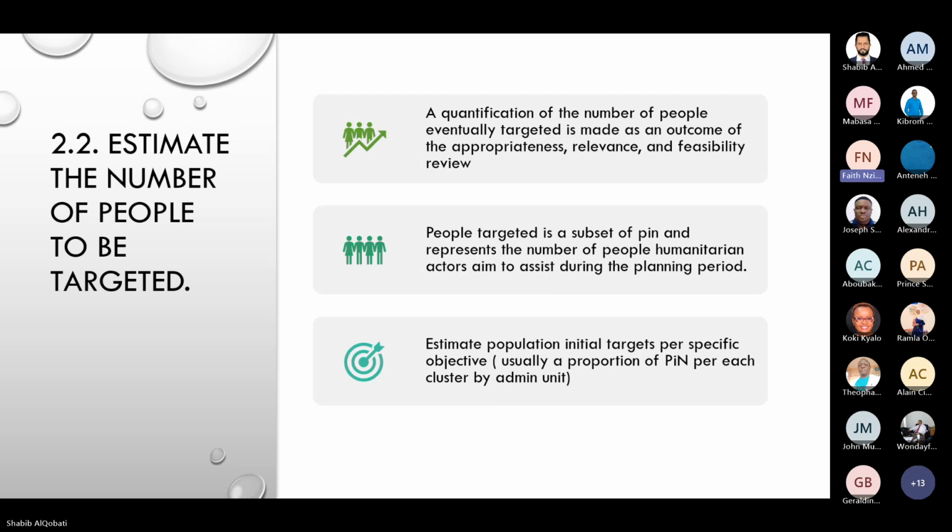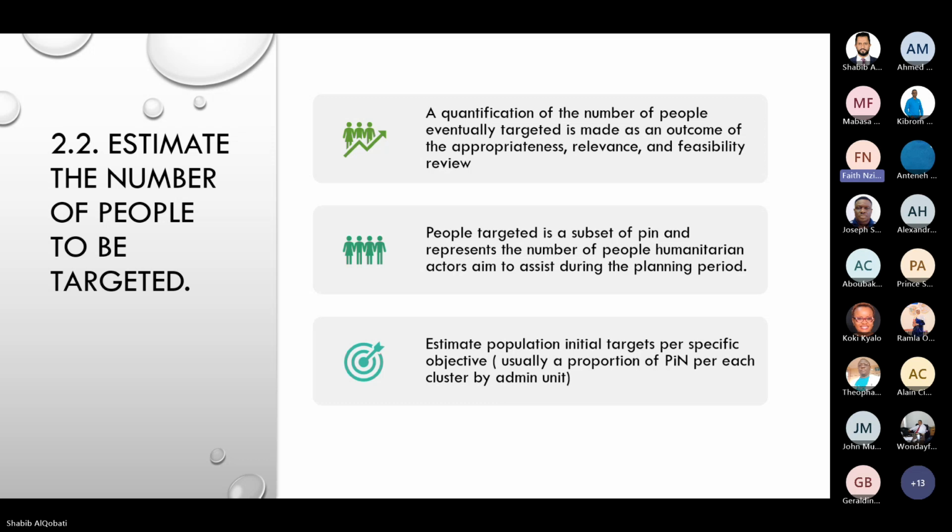So as such, people targeted is a subset of PIN, and it represents the number of people humanitarian actors aim to assist during the planning period. And it is generally expected that the number of people targeted will be equal to the number of people reached once the response is completed, unless we have some unforeseen situation changes or new operational or funding constraints that come along the way. So it is very critical while we are doing prioritization and targeting to balance aspirations with reality based on the limited resources and other constraints.